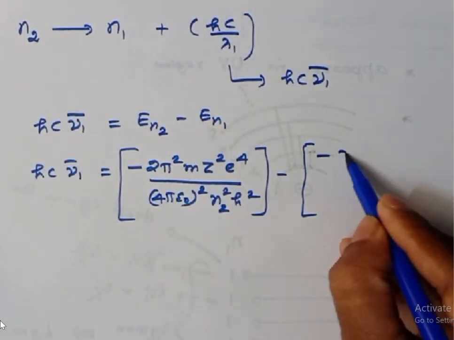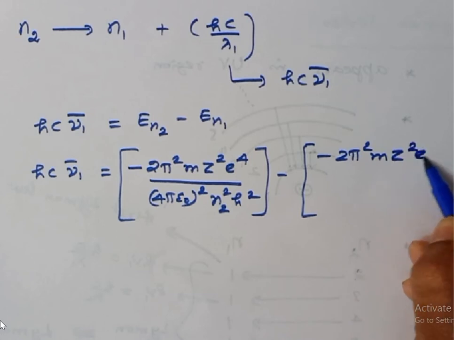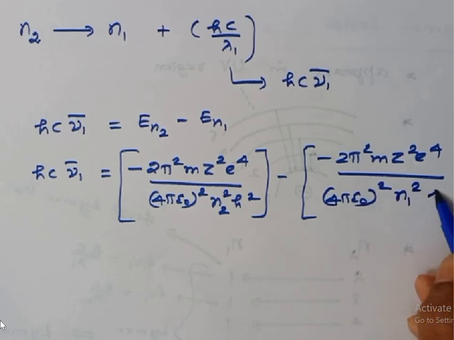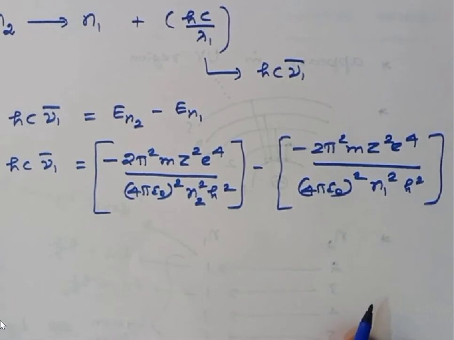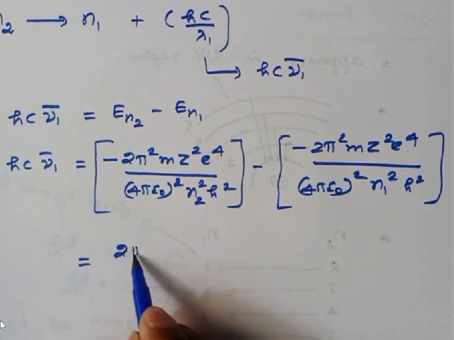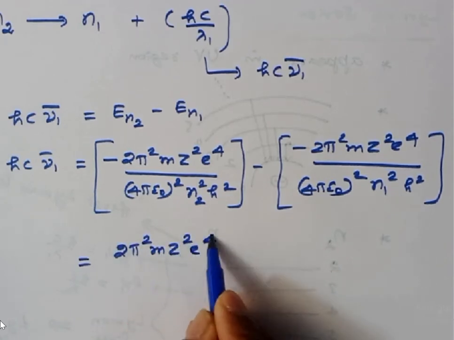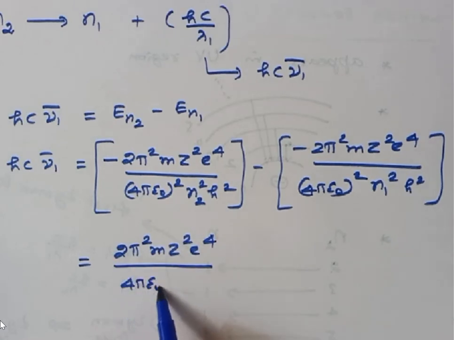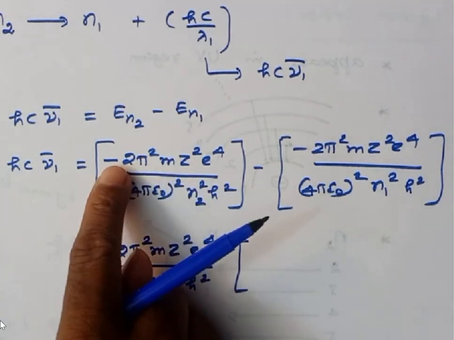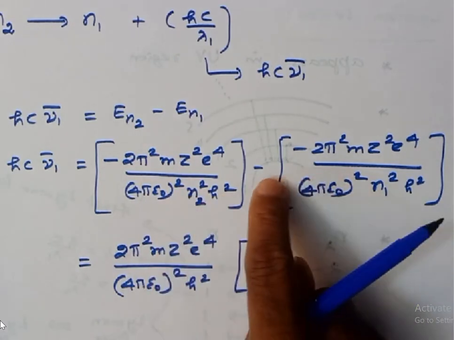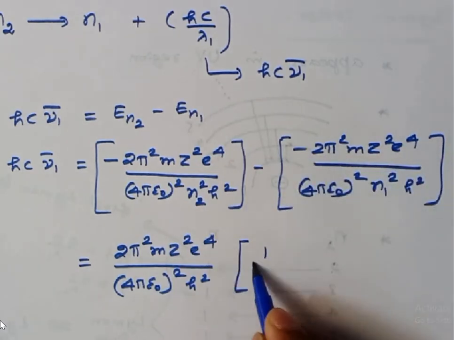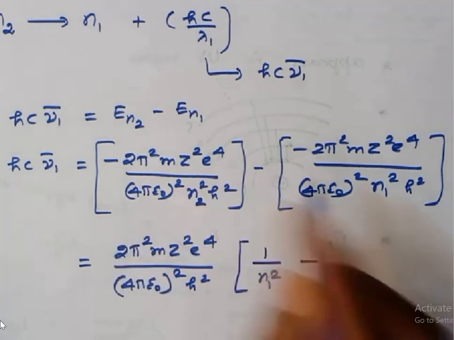Then minus the energy of the lower level, that is the E1 level, which is minus 2 pi square m z square e power 4 over (4 pi epsilon naught) the whole square into n1 square into h square. Now, if you take the common terms out, 2 pi square m z square e power 4 over (4 pi epsilon naught) the whole square h square, what is left? We are left with minus 1 by n2 square. Minus of minus becomes plus, so plus 1 by n1 square. I will write the positive term first: plus 1 by n1 square, then minus 1 by n2 square.